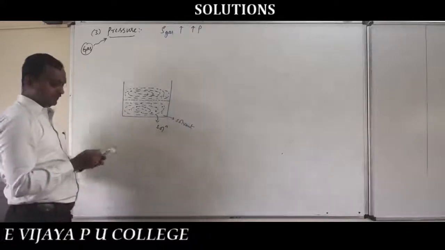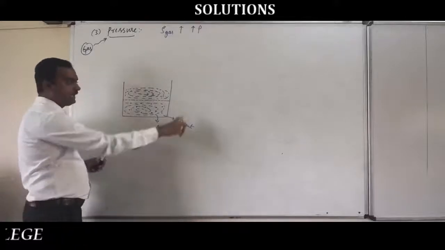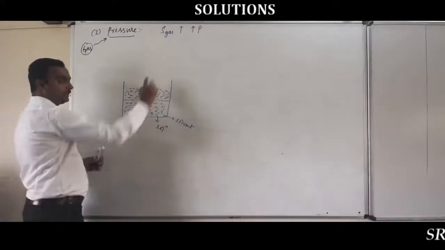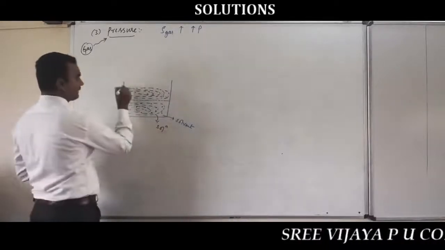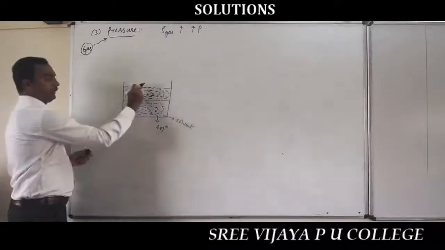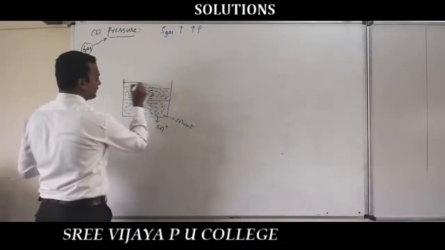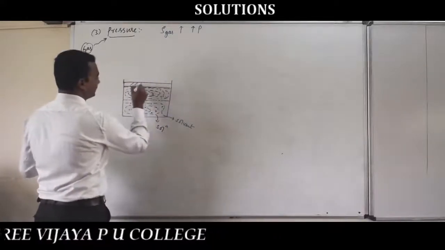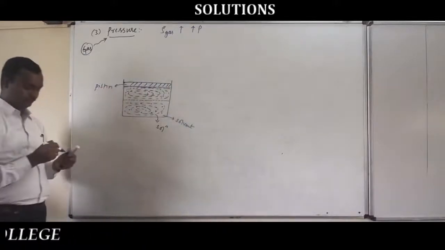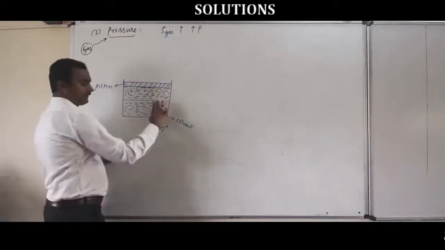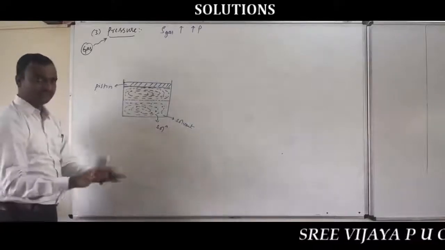So now this container consists of two phases. One is the solution phase and this is the gas phase, above the solution surface. Now I will take a piston. This is the piston. So this is the gas phase, and this is the solution phase. Already some amount of gas molecules are dissolved in the solvent. That is the liquid solution.